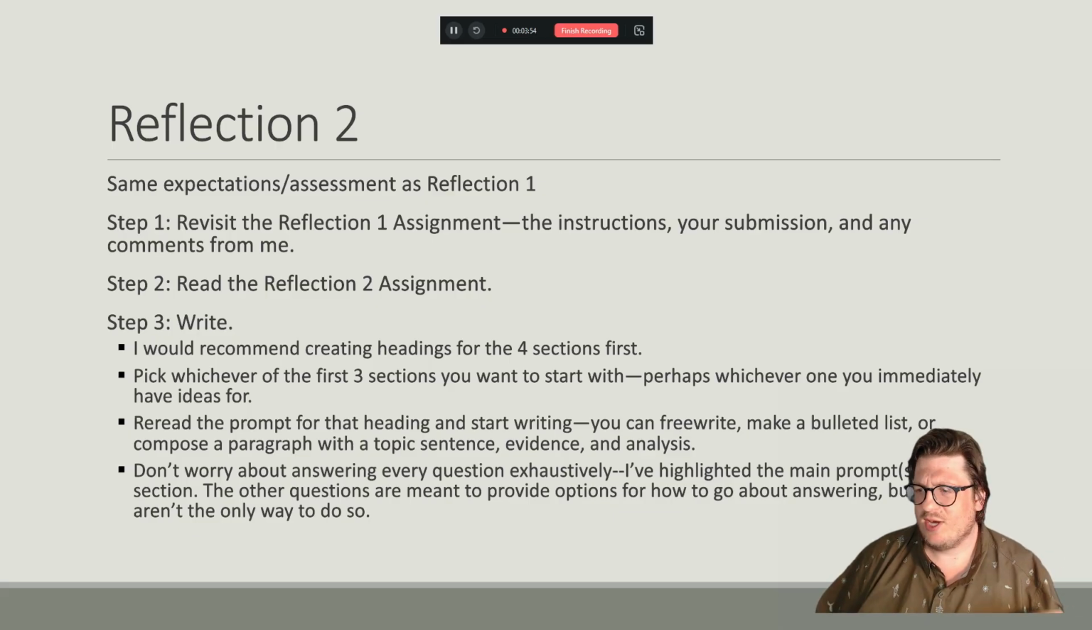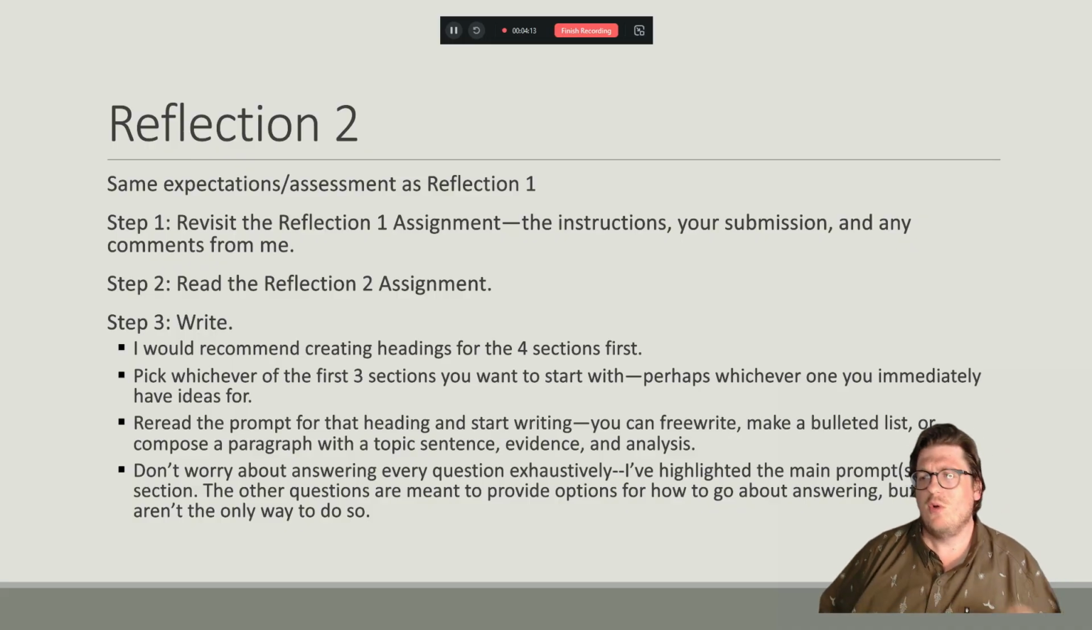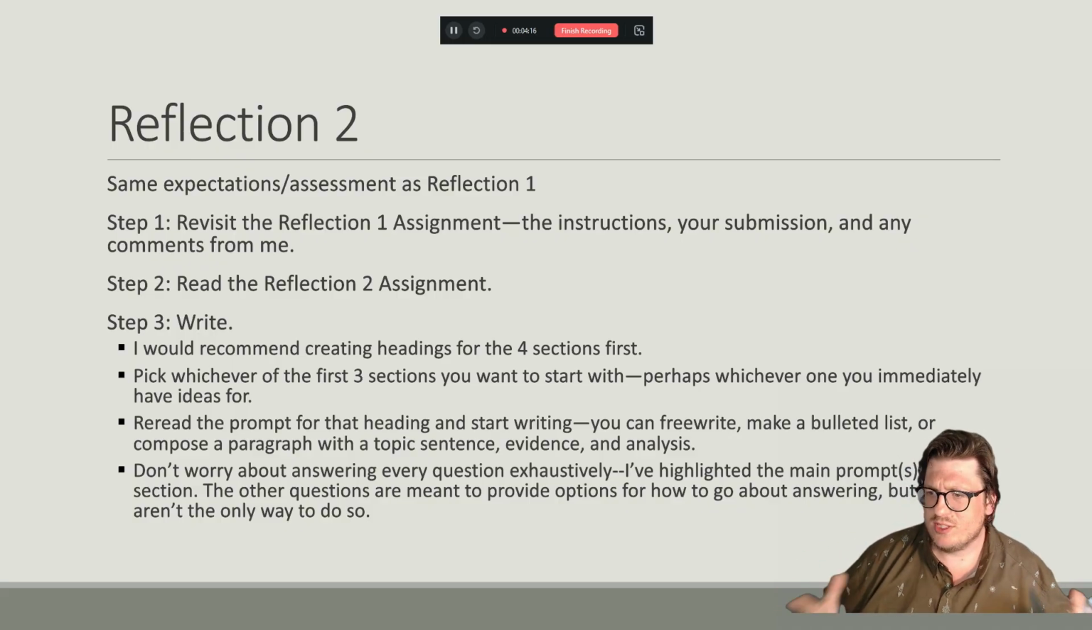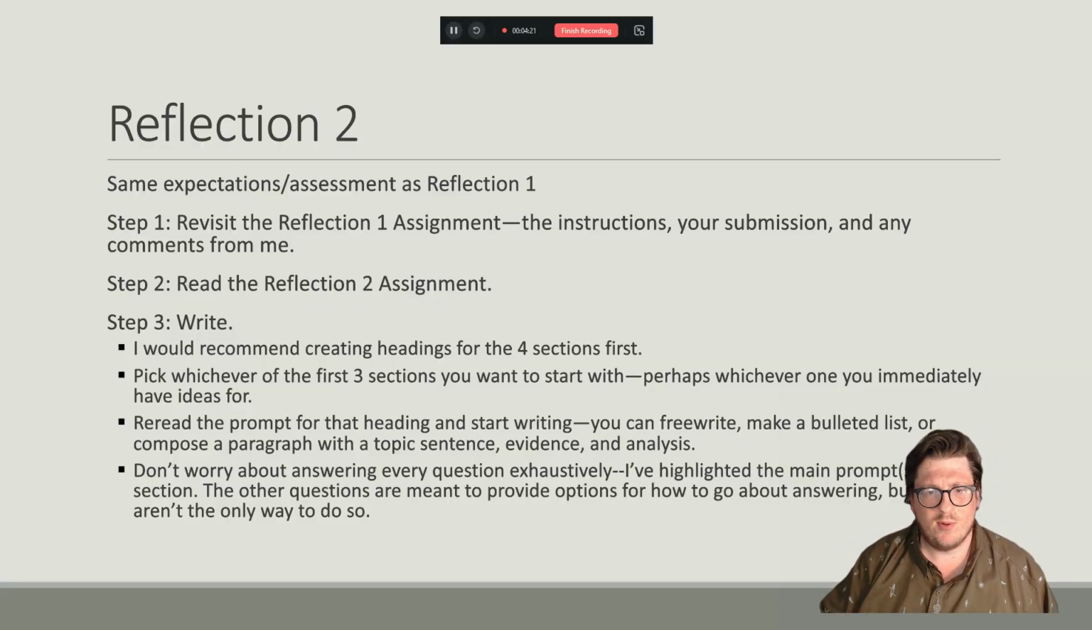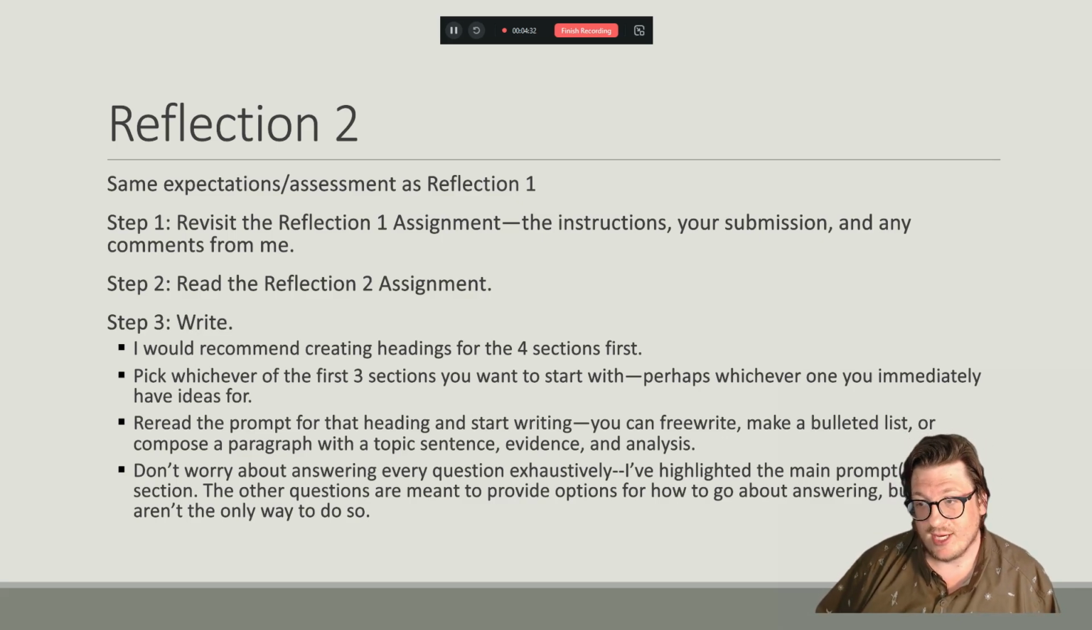You can free write, you can make a bulleted list, you can compose a paragraph with a topic sentence, evidence, and analysis. This isn't a formal essay, even though we call it a reflection, but it isn't really an essay. It doesn't have to be all complete sentences. You can make a bulleted list. If it's very detailed, that would be perfectly fine. So formatting is whatever works for you to say what you want to say here. And I've already told you this last bullet point, don't worry about answering everything. There are quite a few questions. Just try to at least touch on the ones that I've highlighted, and then maybe a few others that are relevant and that you're thinking about.